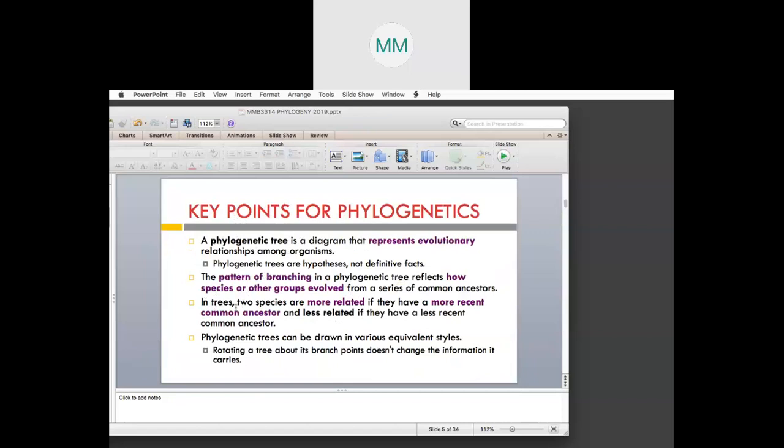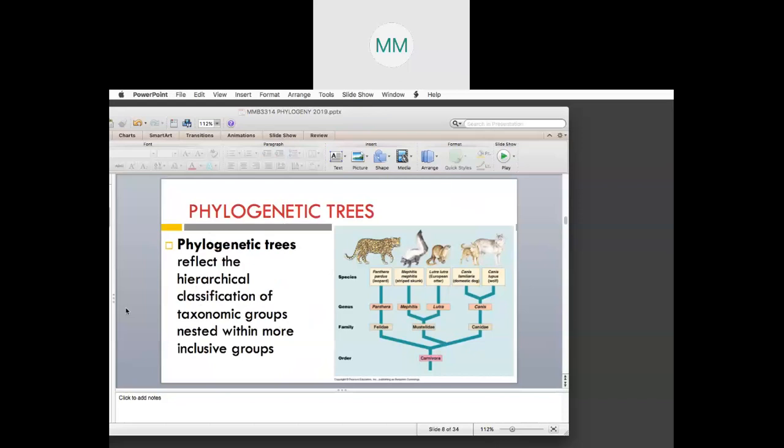Okay, in trees, two species are more related if they have a more recent common ancestor and less related if they have a least recent common ancestor. So contohnya, in this case, these two species kat sini, these two, at this point, they had a common ancestor. Don't look at the terminals. Okay, these endpoints are called terminals.